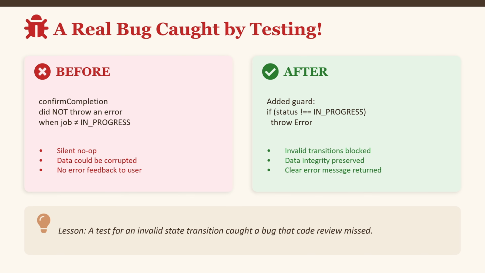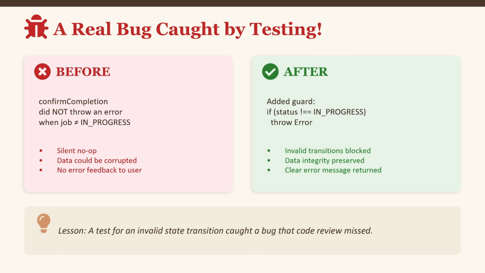Okay, this is my favorite part. We actually found a real bug through testing. So there's this function called confirmCompletion. The original version had a problem. If the job wasn't in progress status, and you called it, it just did nothing. No error, no feedback, just a silent no-op. That's dangerous because in production, an owner could accidentally confirm completion at the wrong time, and the system wouldn't tell them anything was wrong. We caught this because we wrote a test that specifically asks, what happens if the job is still funded? The test expected an error, but got nothing.